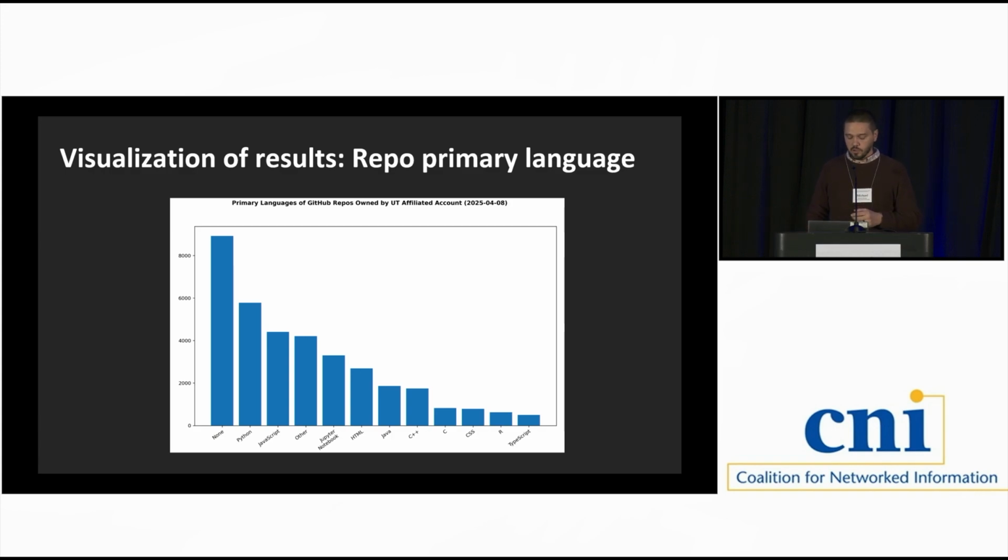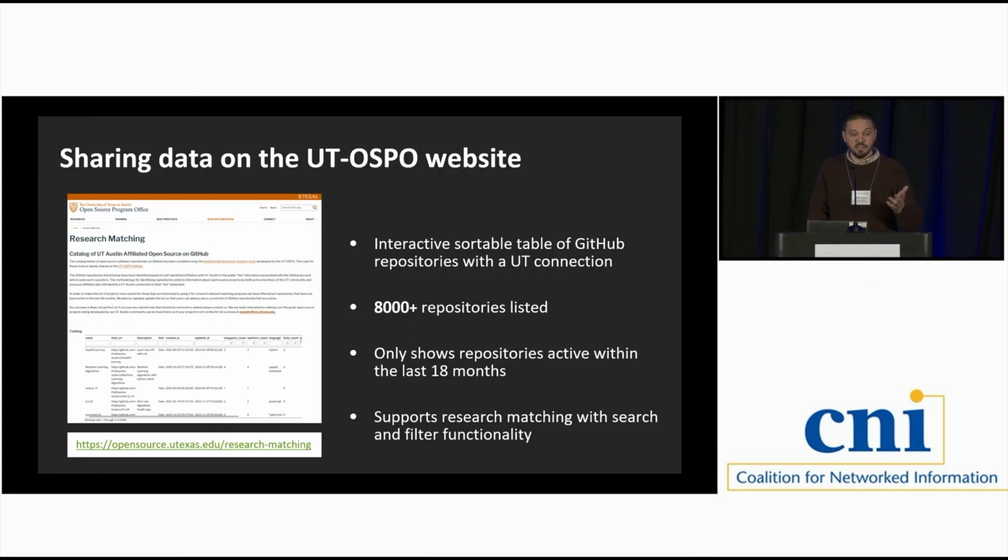And if we look quite a bit further down that list, we see R there, which again, we do frequently offer in workshops, but not as popular in terms of published data sets on GitHub. This information is being shared currently through our UT Open Source Program Office website. So we have over 8,000 repositories that have been listed here, and that's because we're only showing repositories that have been active in the last 18 months.